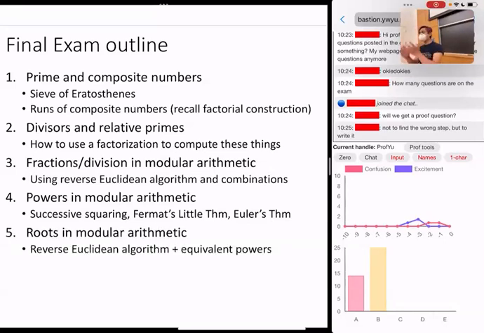You'll need to do roots in modular arithmetic. This is the subject, of course, of this week's quiz, so hopefully you have a lot of studying done on that. This will require you to make use of the inverse Euclidean algorithm and equivalent powers, as well as Euler's theorem and Fermat's little theorem.